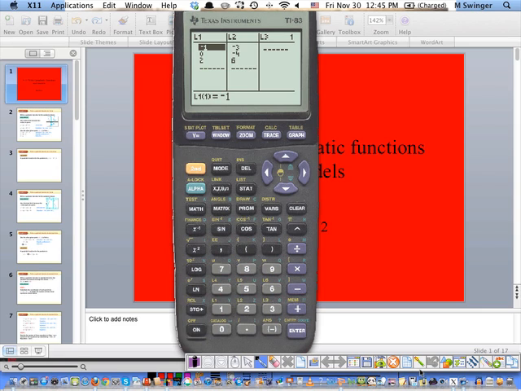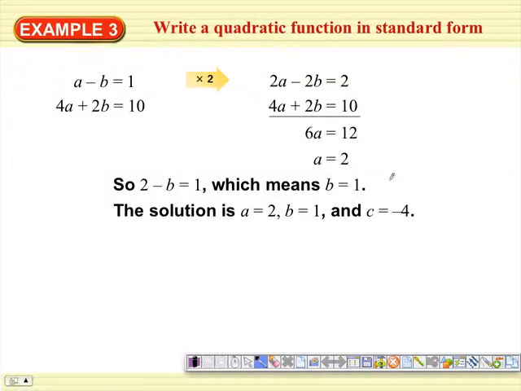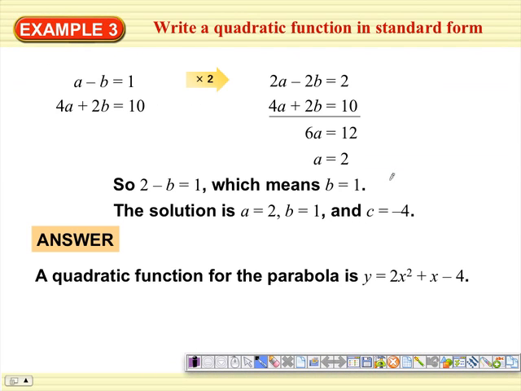Okay, if your lists are full, go up to list 1, press clear, then enter if you need to. Go over to list 2, press clear, then enter if you need to. When you're done, put in these numbers in your lists. Final answer: y equals 2x squared plus x minus 4, all based off of what you saw in your calculator.